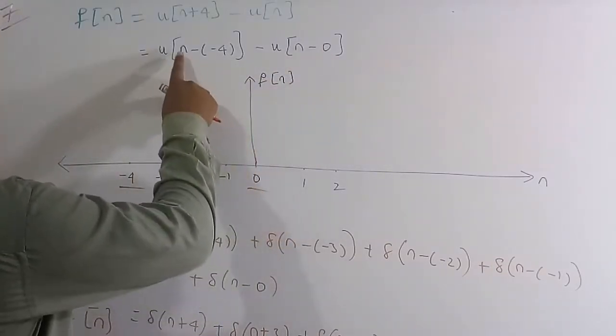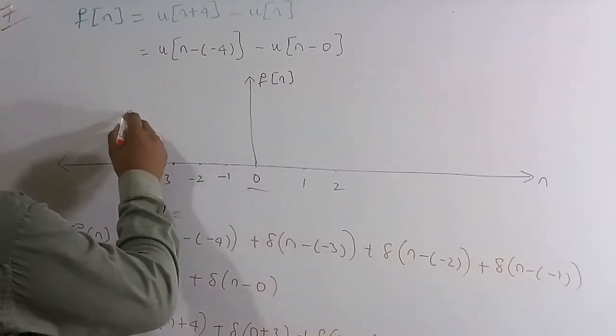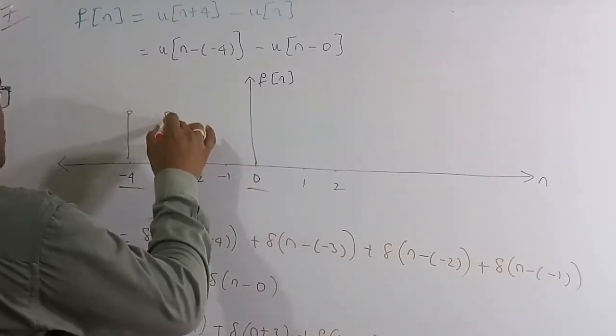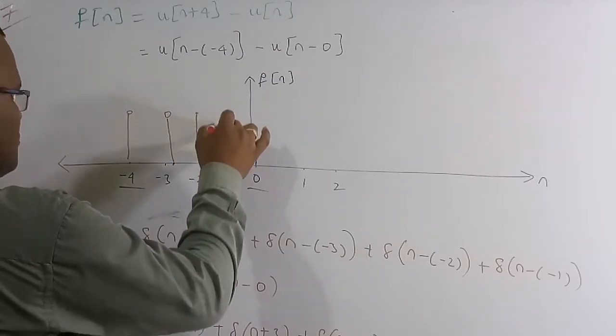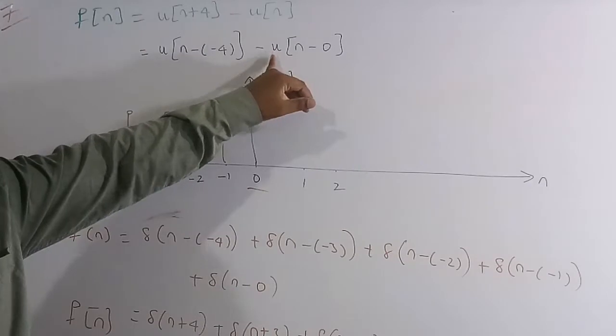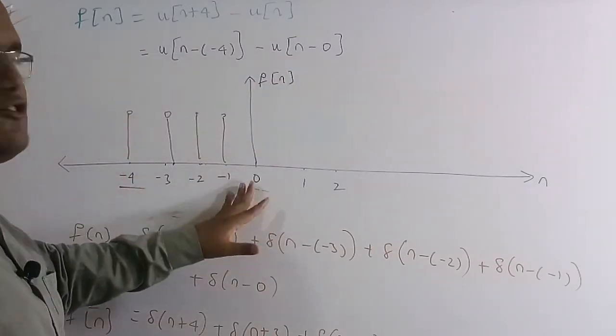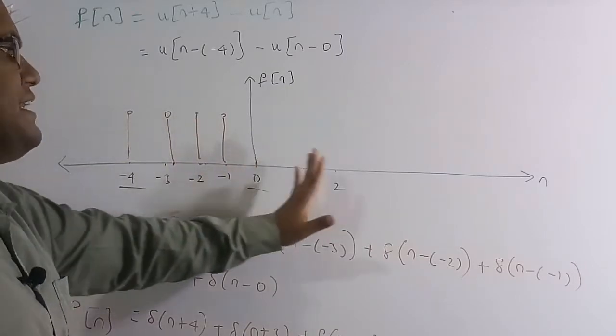So here at u of n minus 4 there is a value of plus 1. So plus 1 means again plus 1 up to 0. So up to 0 plus 1, plus 1, so plus 1. But at 0 there is a minus, so u of n minus 0. So therefore we can conclude that there is no signal at 0. So from minus 4 to minus 1 only the signal is going to be present, and the remaining values are 0.